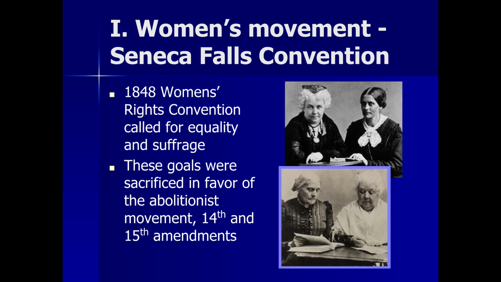And here we go. All right, we have Seneca Falls, women's movement. The first women's rights convention was in Seneca Falls, New York. It's kind of one of those utopian movements coming out of the age of Jackson. They called for equality of property rights and equality of the right to get a divorce. Not really equal pay. That's the kind of thing you're going to see in the 70s feminist movement. And some of them called for suffrage. These goals were sacrificed in favor of the abolitionist movement.